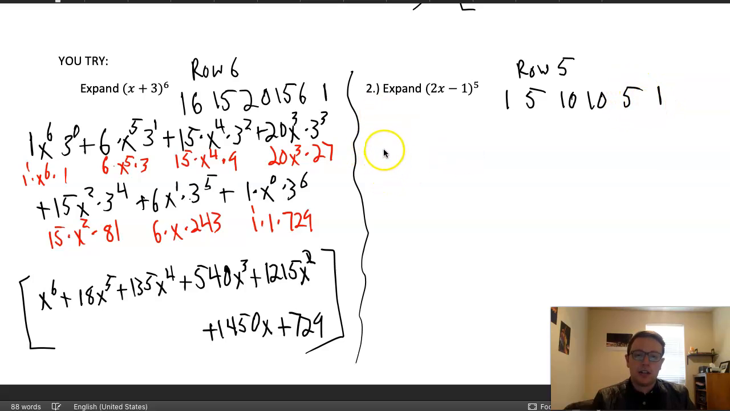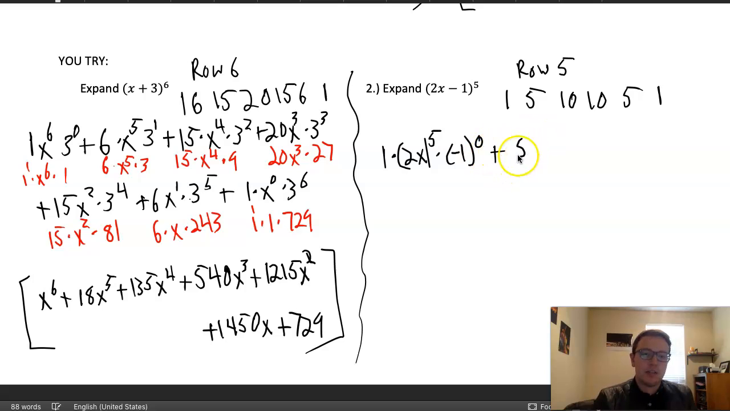When we write this out, we'll get our coefficient is 1. Our a term is 2x, so that'll be raised to the 5th power and will be decreasing. And negative 1 will be raised to the 0th power and will be increasing. Our next term will be 5 times 2x to the 4th times negative 1 to the 1. Our next term is going to be 10. We'll have 2x, and all of this quantity is cubed, so I wrote it wrong. And this last one should be 2x, and that quantity is raised to the 4th. Then we'll have negative 1 squared.